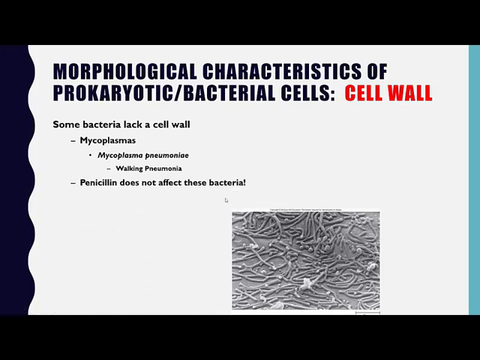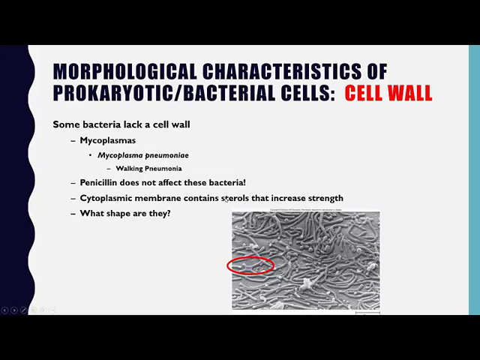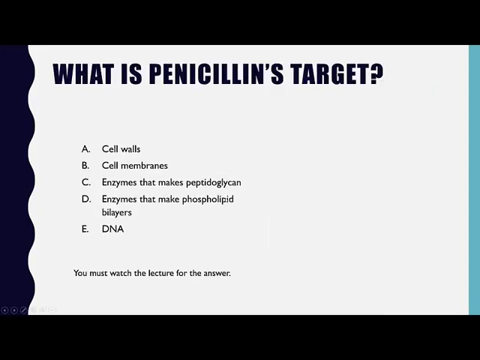So because it has no cell wall, no peptidoglycan, no PBPs, does penicillin affect these bacteria? No. But if you're thinking, well, what keeps them from exploding? They have extra sterols in their membrane, and that gives it strength so they don't explode. By the way, these things are really weird. So here's a little circle. There's one bacterial cell. If you had to characterize those, what shape are they? Did you say pleomorphic? Yeah, many shapes. Really weird bacteria. Really weird.